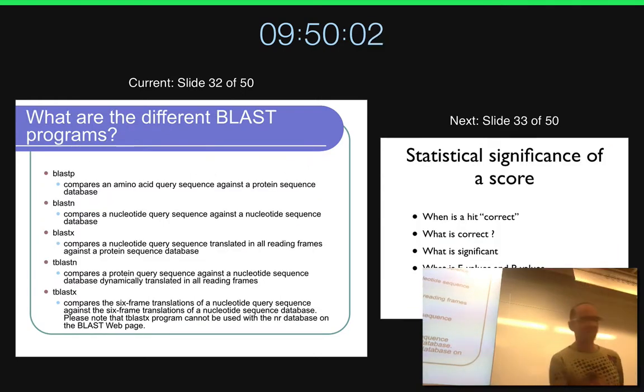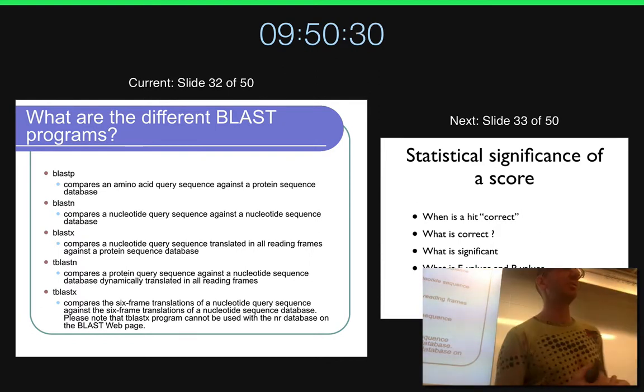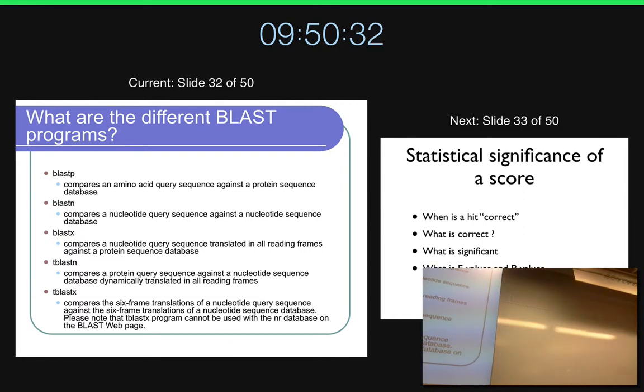BLAST exists in a number of different versions. You can do BLASTP, BLASTN, and BLASTX. You can take proteins, which is the easy way, and we do it in the lab. You can have nucleotides, a nucleotide against a protein database, or a protein against a nucleotide database. You can do it in all different combinations of nucleotides and proteins. They are different programs, but the basic thing is the same, and you have to run them in different ways.